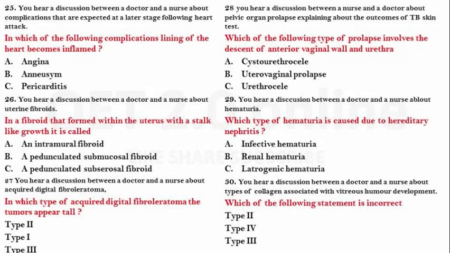Question 27. You hear a discussion between a doctor and a nurse about acquired digital fibrokeratoma. Hello, doctor. What is acquired digital fibrokeratoma? Well, an acquired digital fibrokeratoma is a benign tumor usually occurring on the fingers and toes, which is an uncommon condition often seen in middle-aged people.